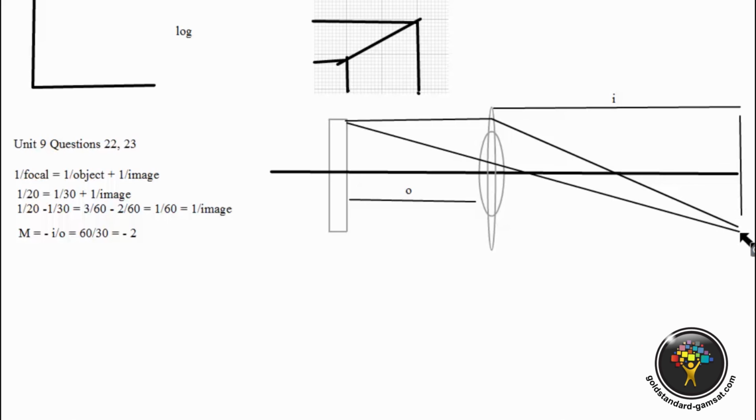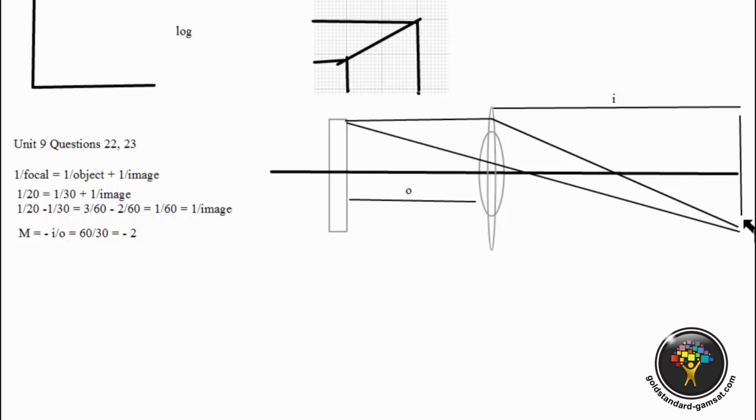What we can say about the image is this. It's a real image, not virtual. It's a real image because light rays actually pass through the image point. Two, the image is going to be inverted. Inverted means upside down. So whatever it looked like here, it's upside down here. It also means, not just upside down, it also means left, right, inverted, because there was a question on that on one of the GAMSAT materials. So it's upside down and left, right, inverted.